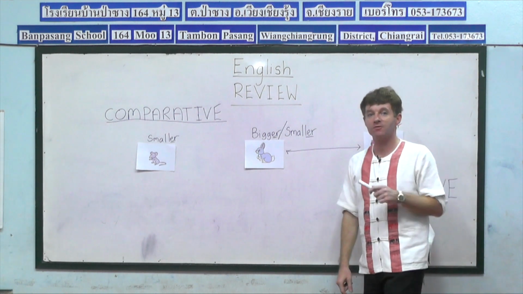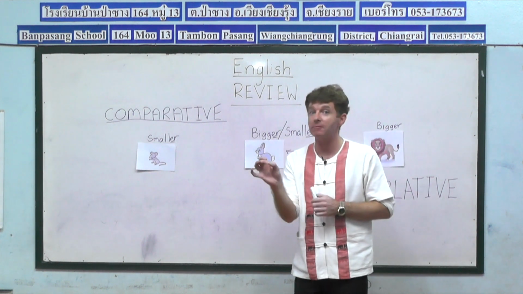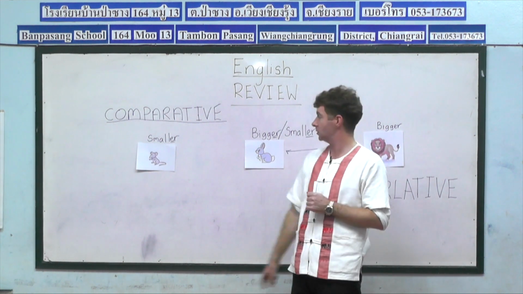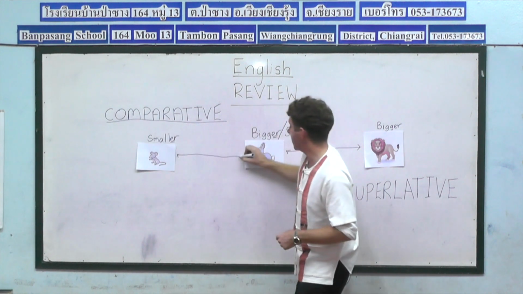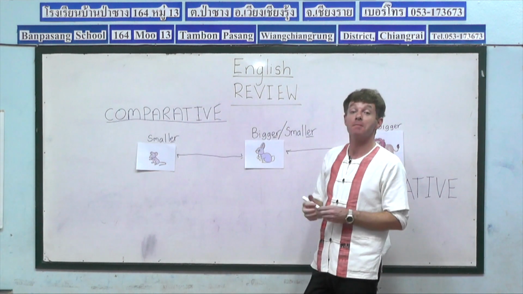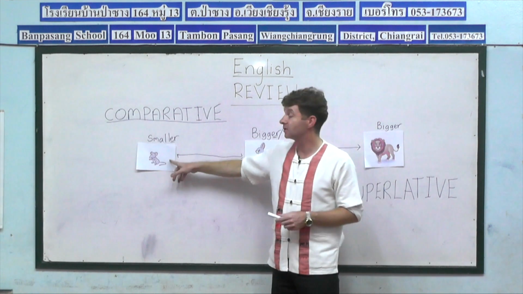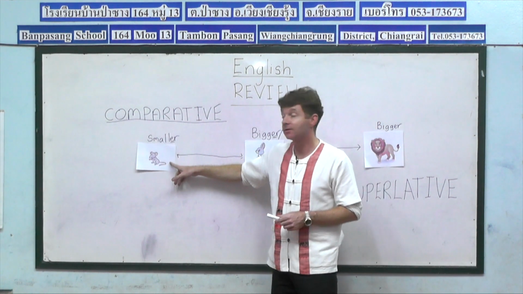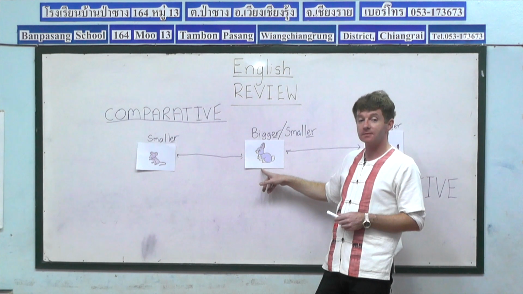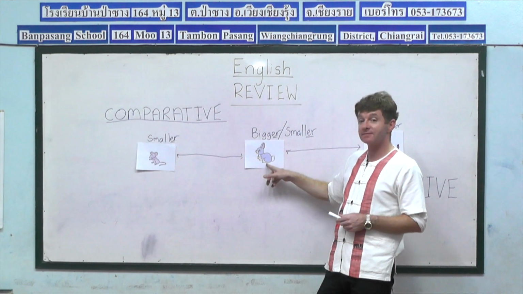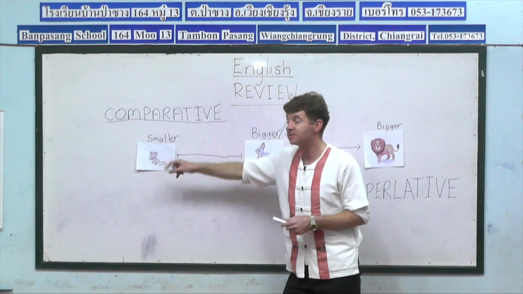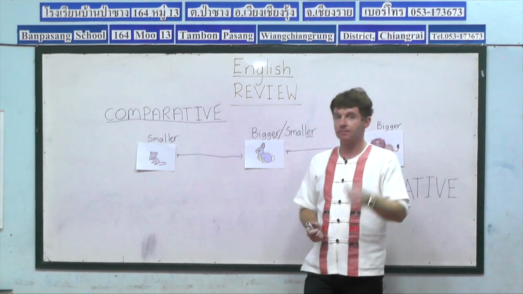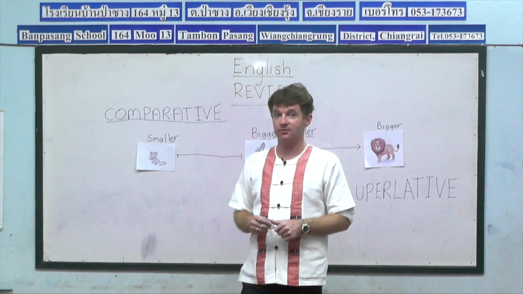These are comparatives. So remember, comparatives, ER. And when we compare the mouse and the rabbit, the mouse is smaller than the rabbit. And the rabbit is bigger than the mouse. Okay, that's our comparatives. Okay?